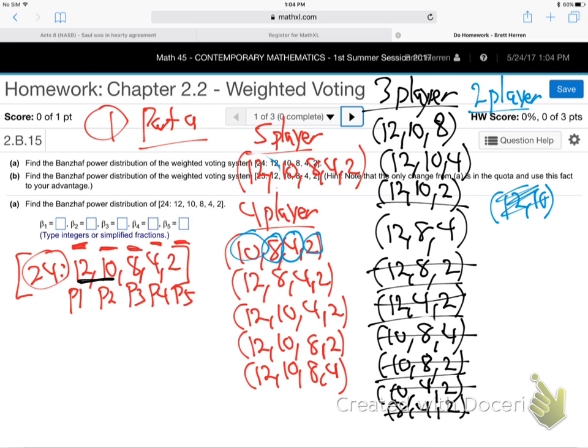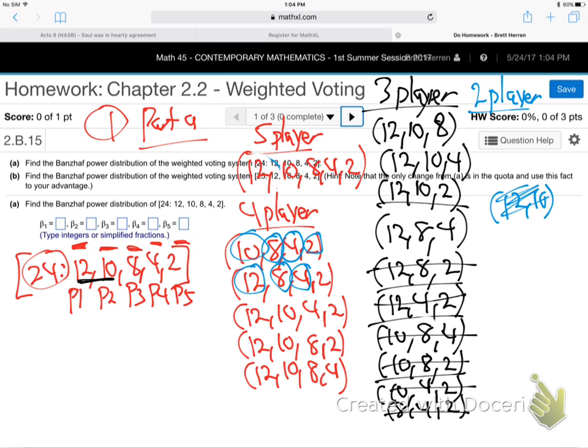Right? Next team. If the 12 doesn't show up, yeah, they lose. So I'm just going to do this quick now. If the 8 doesn't show up, yeah, they lose. If the 4 doesn't show up, they lose. If the 2 doesn't show up, no, he's not critical. If the 2 does not show up, they've got 12 and 12. They got 24. They got enough. So 2's not critical there.